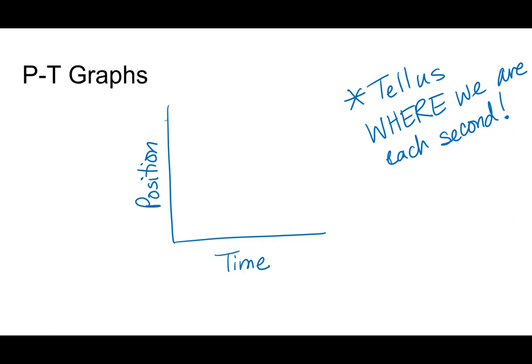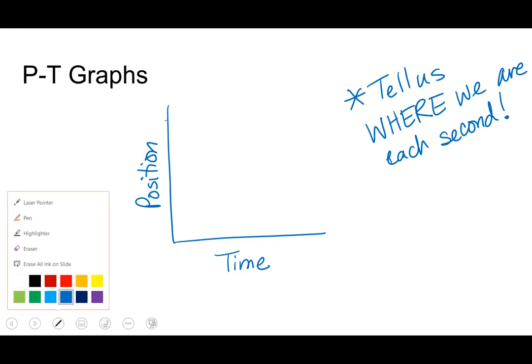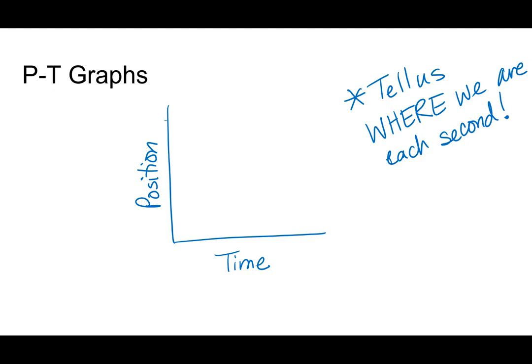A specific position is based on some sort of relative point. So what I like to use as a reference is like a tree. And so right here at a position of 0, that's our relative point of reference. I would draw a tree like so. If we have a positive position, then that means we are in front of the tree.